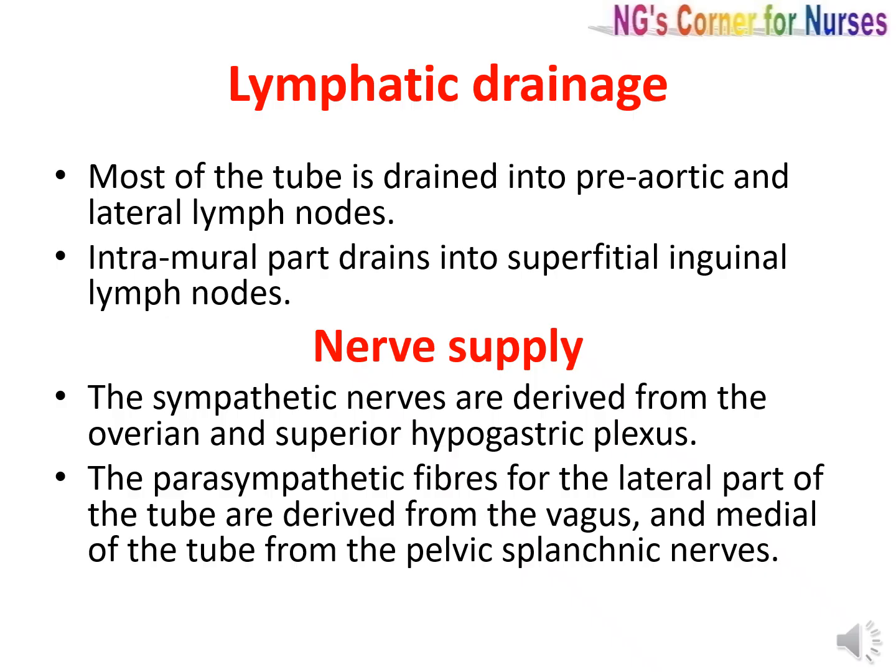Next, coming to the nerve supply. The sympathetic nerves are derived from the ovarian and superior hypogastric plexus, and the parasympathetic fibers for the lateral part of the tube are derived from the vagus and for the medial part of the tube from the pelvic splanchnic nerves.